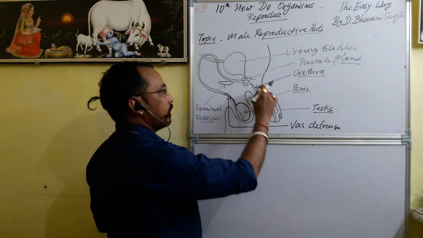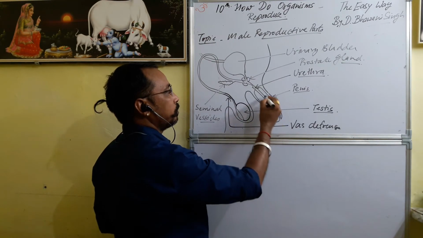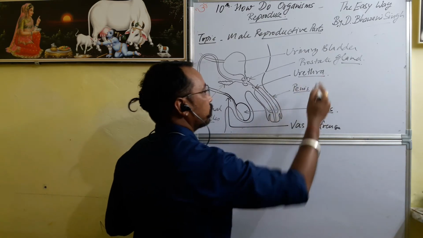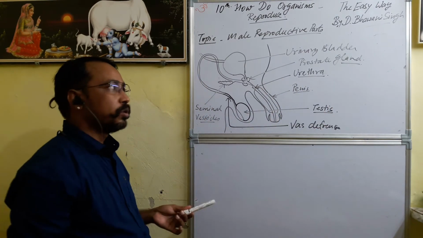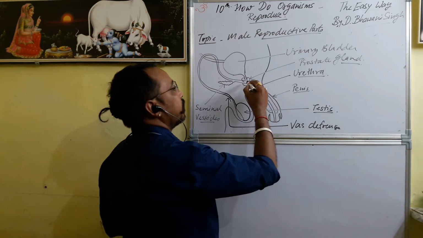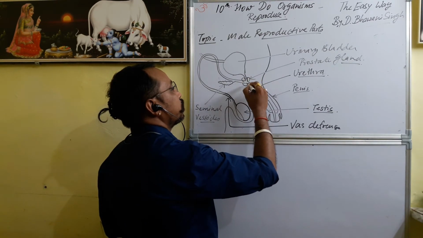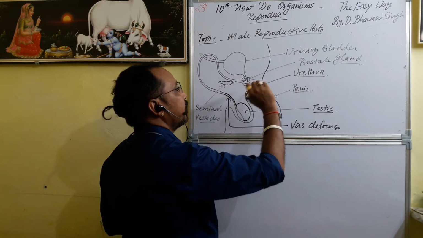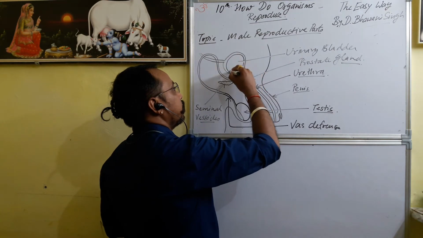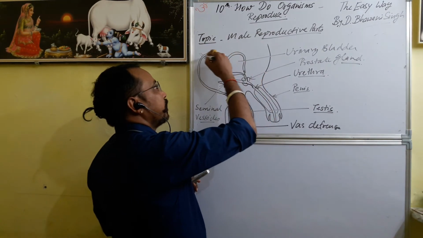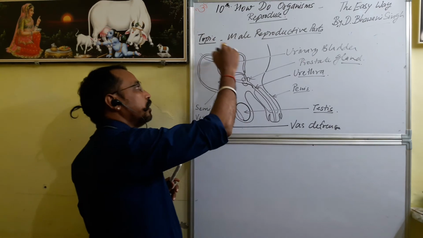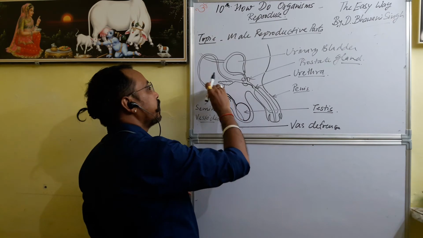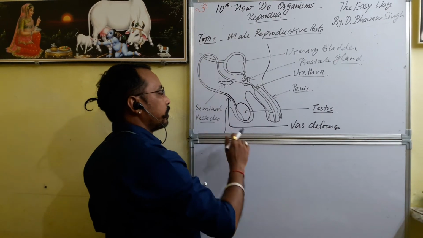In the penis, erectile tissues are present. This tube, this duct, we can say it is called urethra, that carries semen, sperms, urine, everything. And the gland present at the junction of this vas deferens and urethra is called prostate gland. And this structure is called urinary bladder. At the back of urinary bladder, it is called ureter, that connects the kidney to urinary bladder. So there is no role, but this testis is very important, and this tube vas deferens very important.